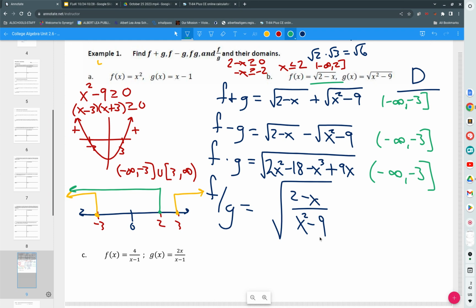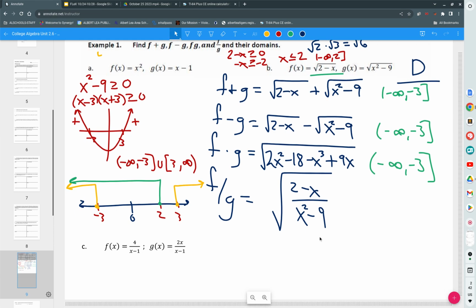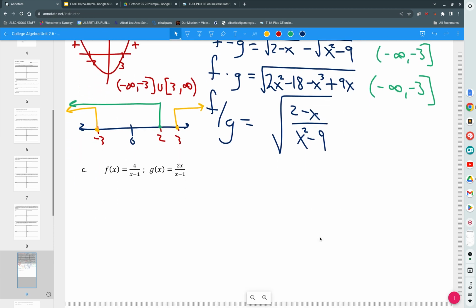Okay. Alright. So we can't have the 3 there because that's like 0. Yeah. X cannot be equal to 3.